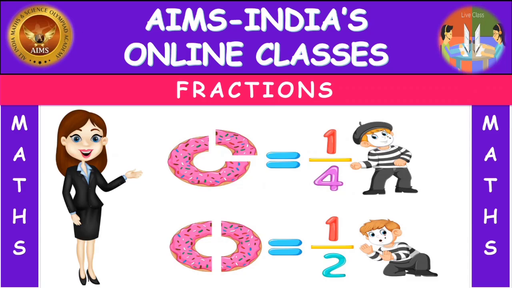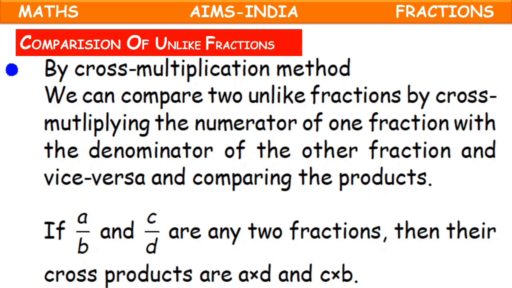What did we learn in the previous class? We learned how to compare unlike fractions, and in that we learned how to find the LCM of the given unlike fractions and then convert them into like fractions. Now let us learn how to compare unlike fractions by the cross multiplication method. This is the second method of comparing unlike fractions, children.